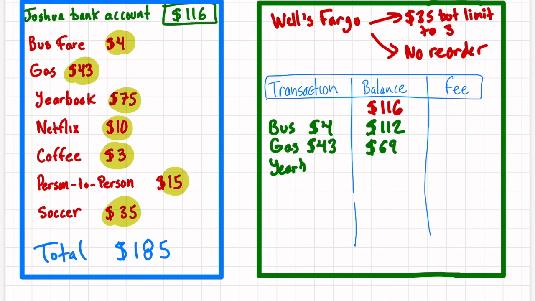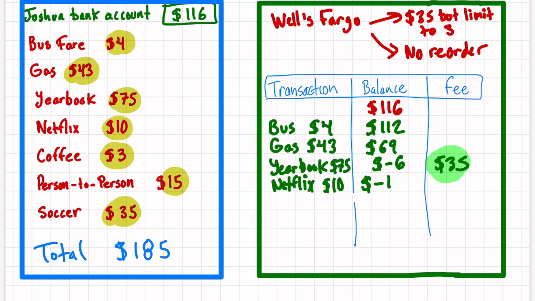I still have money. And then for the yearbook, I spent $75. So 69 minus 75 will be a negative 6. And that means I already spent more money than what I have. So that means I have to pay a fee of $35. And then the next transaction was the Netflix account. So that was $10. So negative 6 minus 10 will be negative 16. So I have to pay a fee of $35.